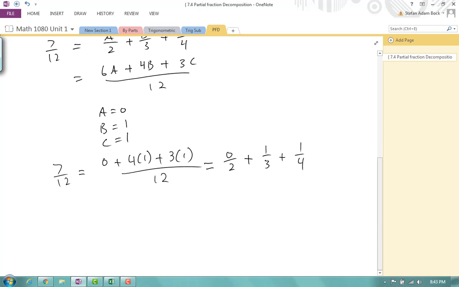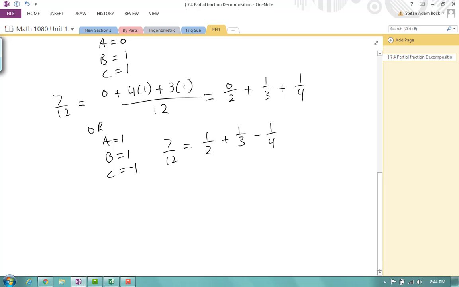Of course, with integers, there's more than one solution, because I could have also done a equal to 1, b equal to 1, and c equal to -1. Then I would have 7 over 12 is equal to 1/2 plus 1/3 minus 1/4, which, numerically, if we check it, is equivalent, but it's a different decomposition, I suppose.